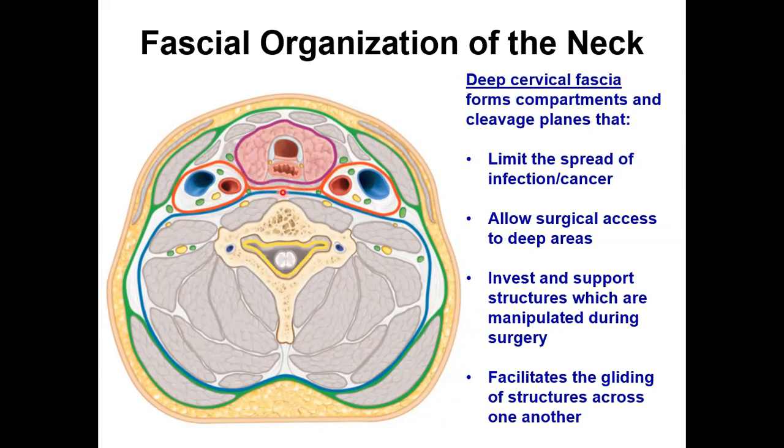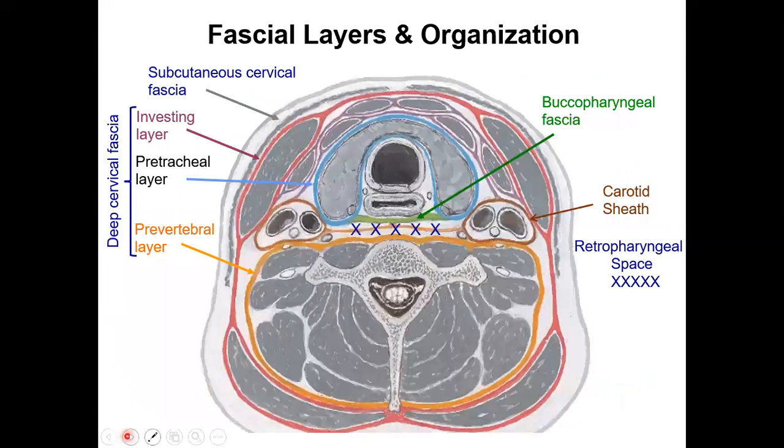This area back here is the danger space, where you can have spread of infection from the throat down to the mediastinum. This fascia layer that's running from carotid sheath to carotid sheath, that's your alar fascia. Let me show you it in a picture. There we go. So there's your alar fascia, and all of this area, the danger space, is called the retropharyngeal space.